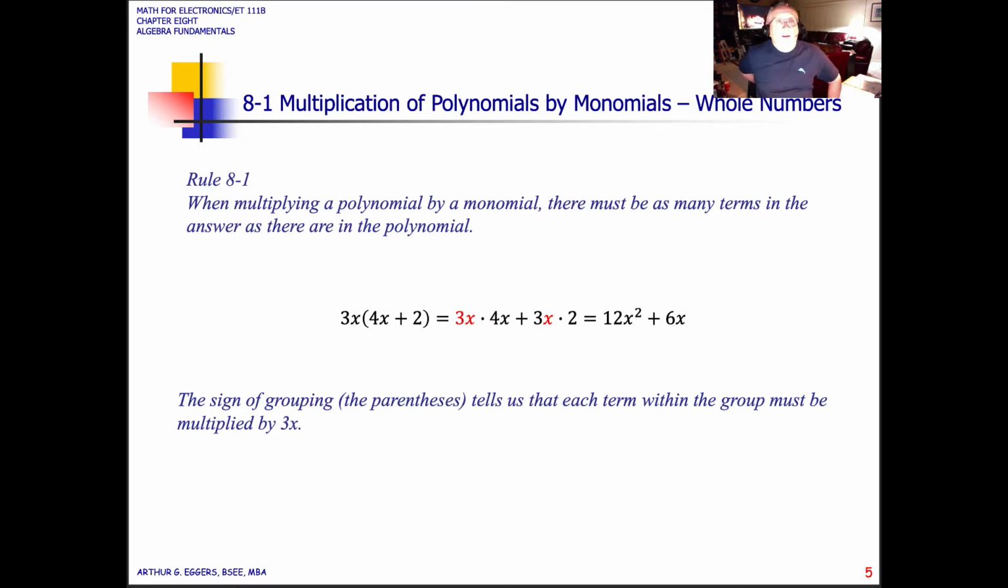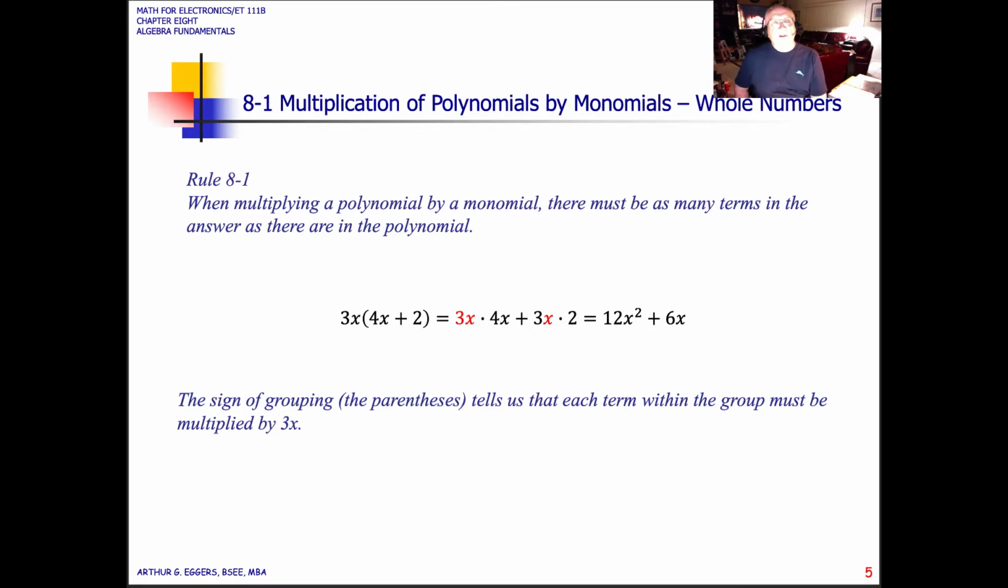So Rule 1 tells us, under the multiplication of polynomials by monomials using whole numbers, when multiplying a polynomial by a monomial, there must be as many terms in the answer as there are in the polynomial. Okay, so let's look at this again. We will learn by working through the examples.